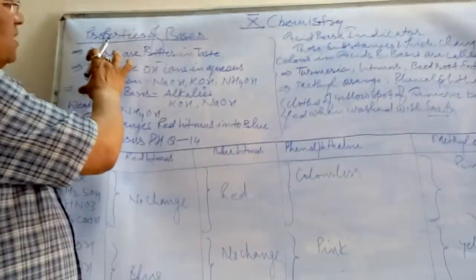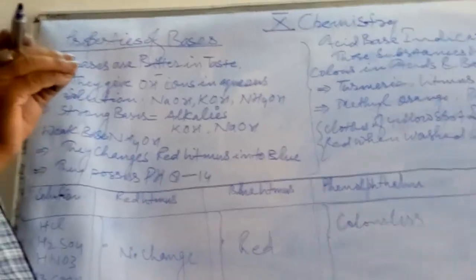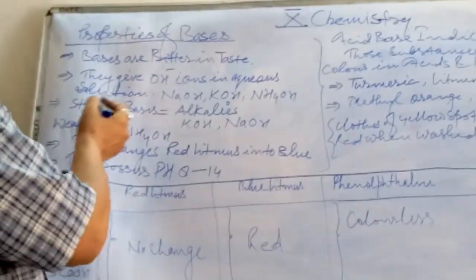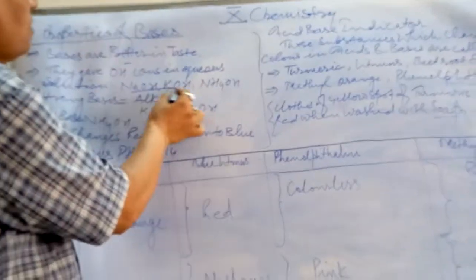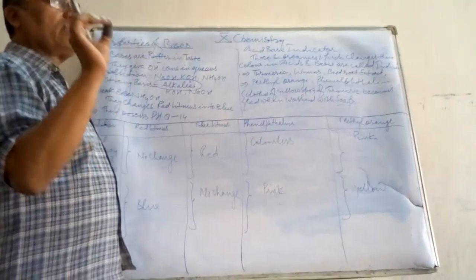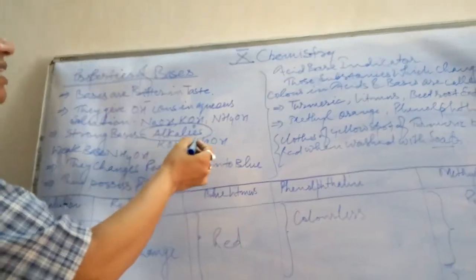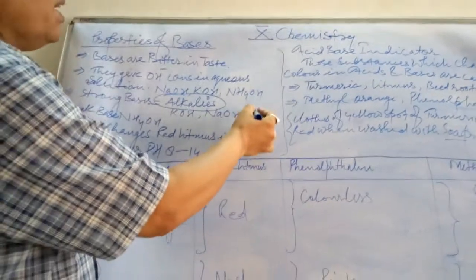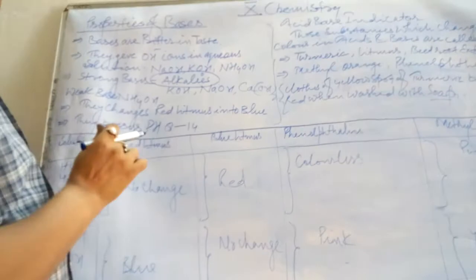So these bases are further categorized as strong bases and weak bases. Strong bases are called alkalis. These are KOH, potassium hydroxide, sodium hydroxide and calcium hydroxide. These are strong bases. And the weak base is ammonium hydroxide.